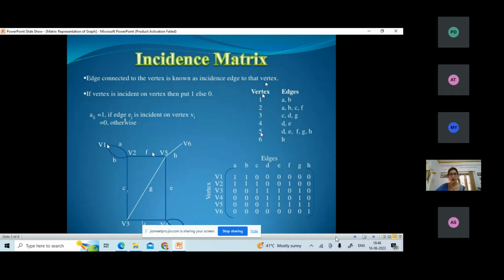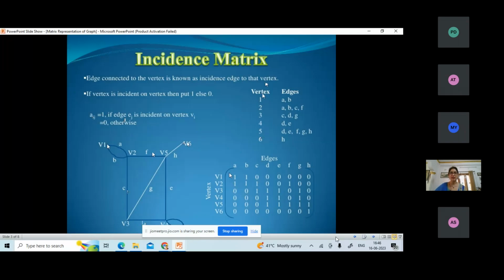And so on. Vertex 5 has F, G, E, H, and one more: these are the five edges incident on vertex 5. And for vertex with only one edge incident, such a vertex is said to be a pendant vertex.